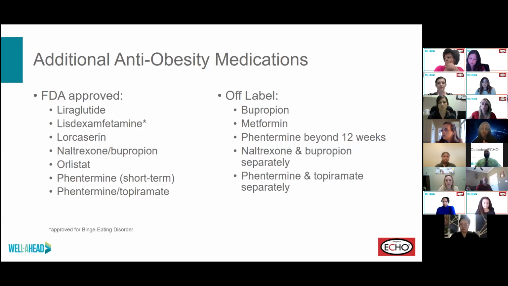So some off-label things that we can do. Metformin has been shown to show moderate weight loss. Phentermine is probably the most affordable option on here. However, it is only labeled for 12 weeks. And again, this is a chronic disease process, so we can't just stop it at 12 weeks. So off-label, you could continue that, or the combinations like the topiramate, bupropion, and naltrexone, as long as the patient is agreeable to this and understands the need for follow-up.